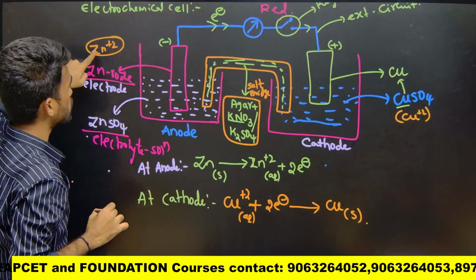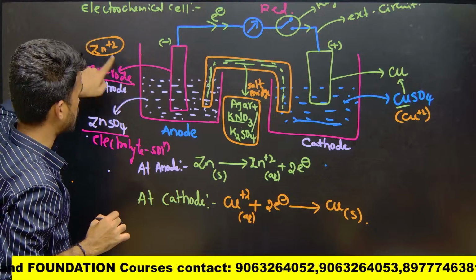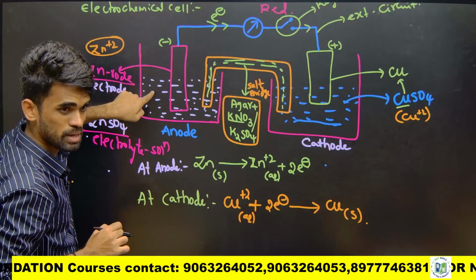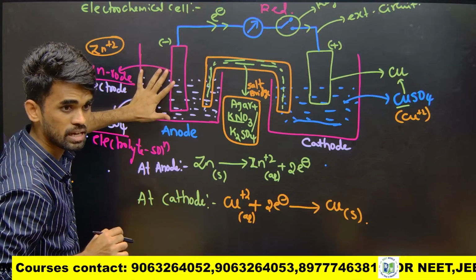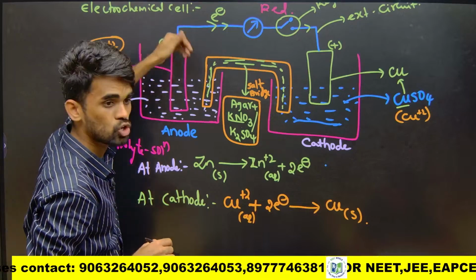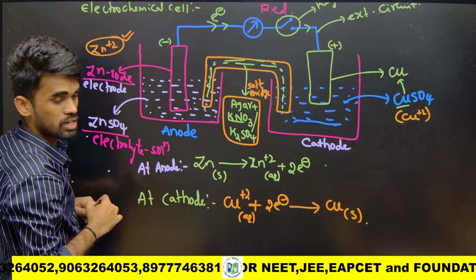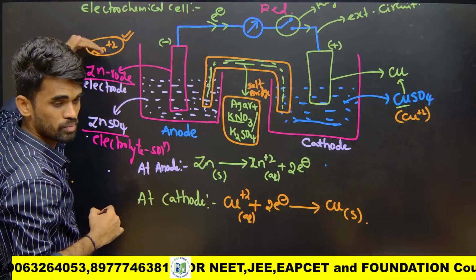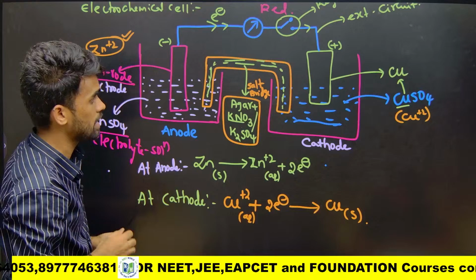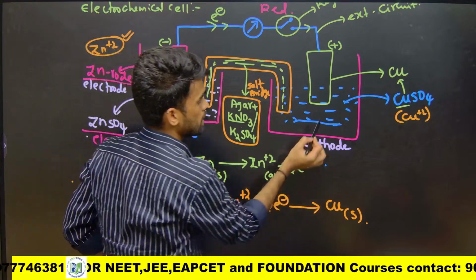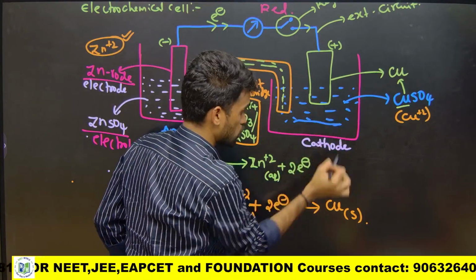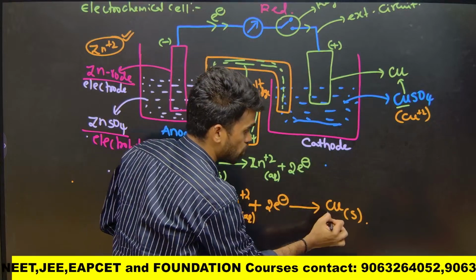So if we want to neutralize this, the Zn+2 ion concentration will increase here, therefore the release of electrons decreases here. It means we need to neutralize this, we need to decrease the charge. So how can we neutralize? Yes, we can neutralize. See here, the copper+2 ions are depositing as a copper rod.